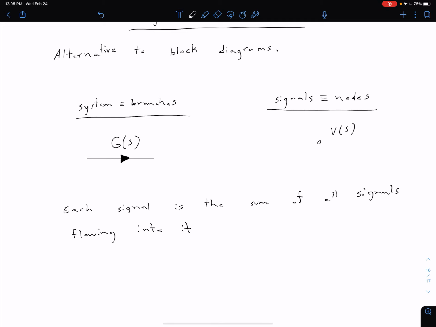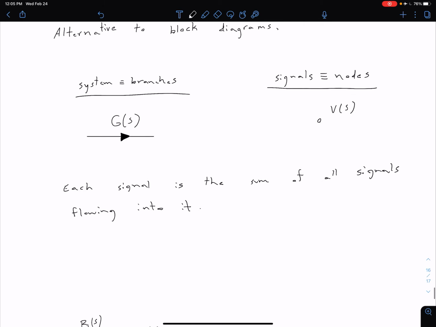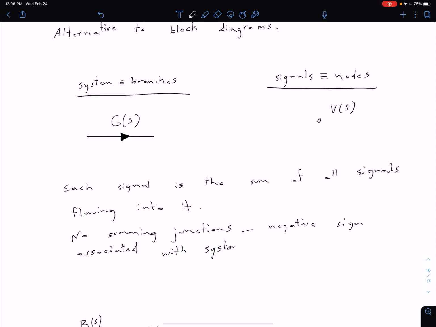And then another important thing to note is that we don't have any summing junctions. So no summing junctions in our signal flow analysis. What that means is that if we want to subtract something, then we have to have a negative sign associated with our systems for subtracting. So if we have several inputs going into one place and we want to subtract one, we have to have a negative sign on our system.